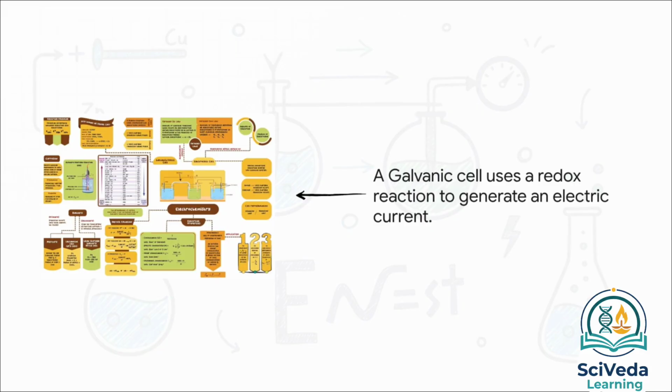You see, a galvanic cell is clever. It takes a redox reaction and splits it into two parts, what we call half cells. So you've got oxidation happening in one beaker and reduction happening in another. By keeping them separate, we make the electrons take the long way around through an external wire. And guess what? That flow of electrons is what we call an electric current.